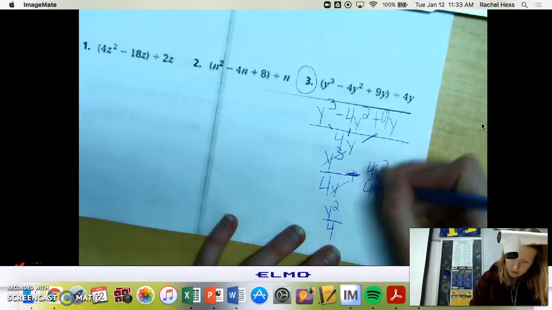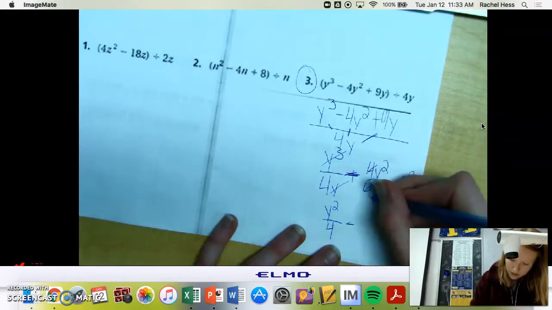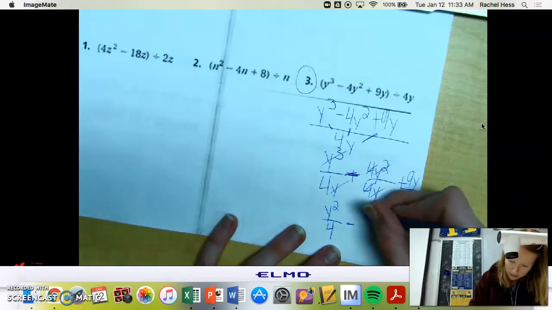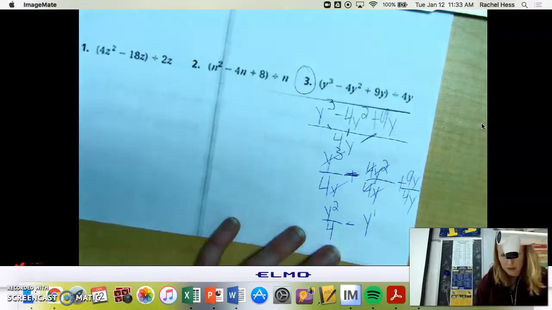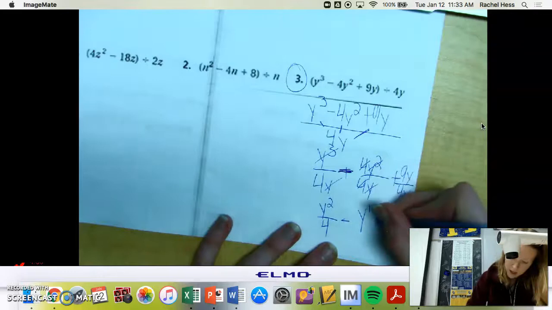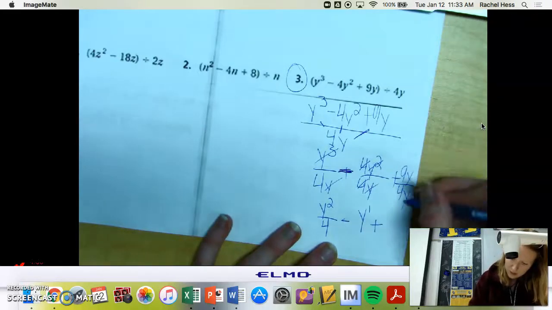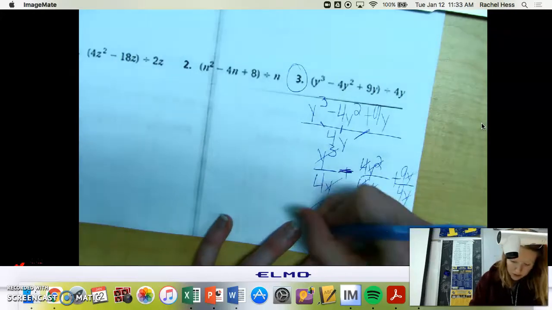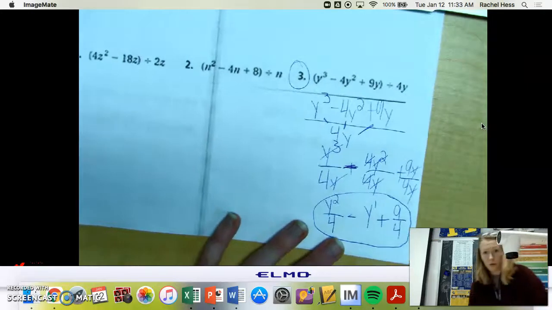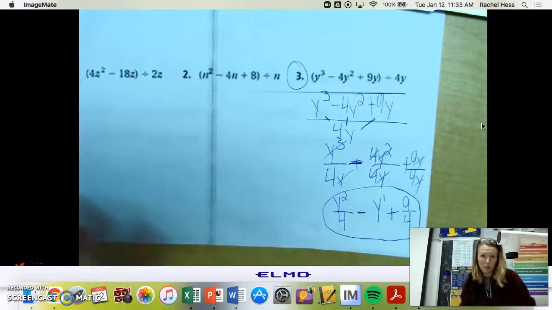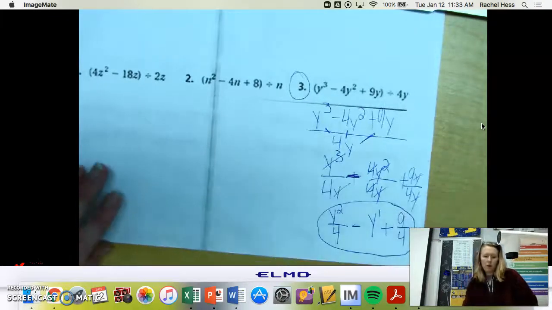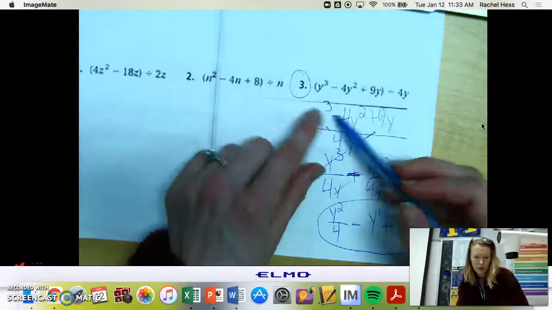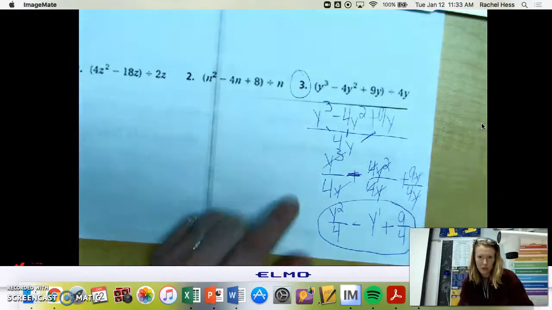This next one, I see 4 divided by 4 would cancel, and if I were to take a y off the top and the bottom, I would just be left with 1 y on the top. And then this last term, I have y's that would cancel, and then 9 over 4 cannot be reduced. You could convert that to 2 1/4 if you would like, but that's up to you. That's your preference.